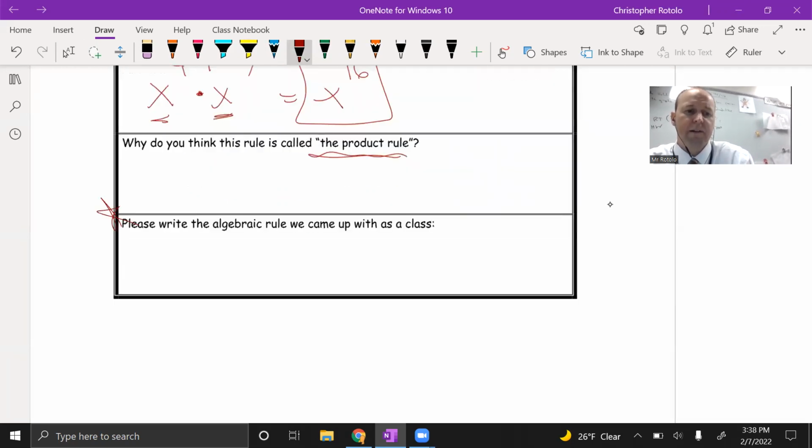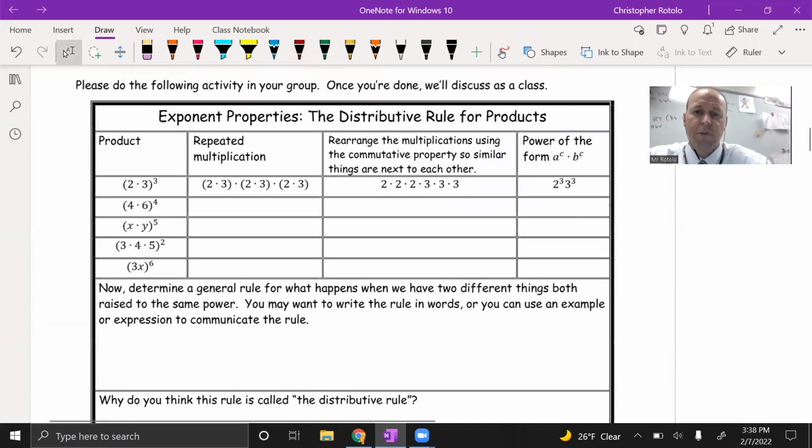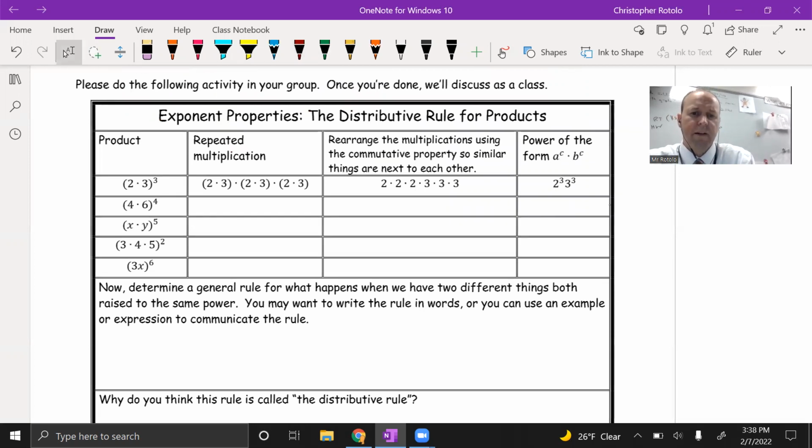All right, so what you can do right here is make up your own example and fill it in. It's as simple as saying 3 to some power times 3 to some other power should be 3 to some power. So pick some numbers and make that rule work. All right, distributive rule. So you kind of read through what's going on here.